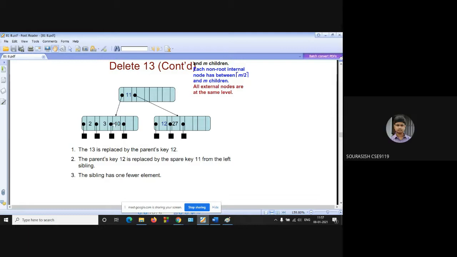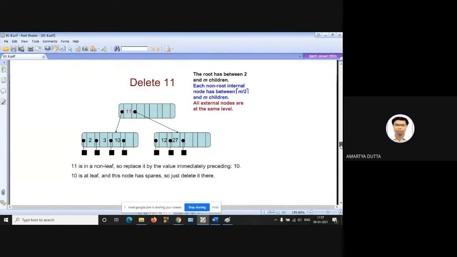It has 4 children. Why is it 3? Sir, shouldn't we count children? Yes, children: 1, 2, 3, 4. The minimum is m by 2, which is 2.5, ceiling 3. And the children are 4, so we can move one up. So 10 will be pushed in the upward direction.